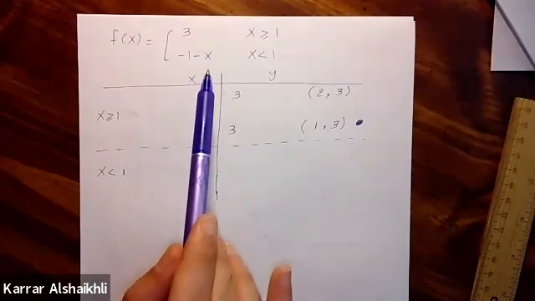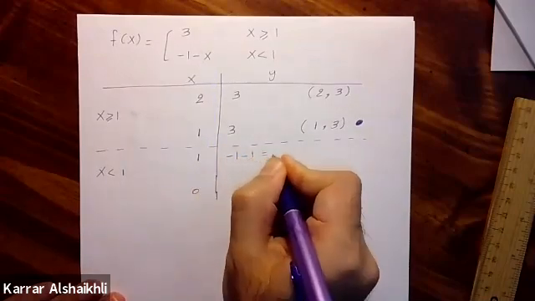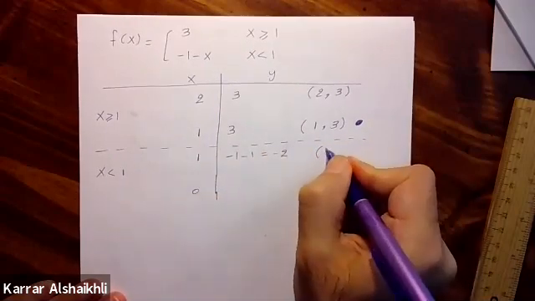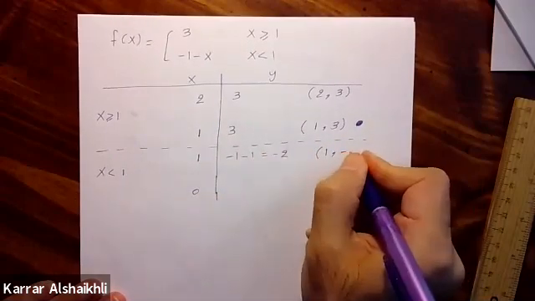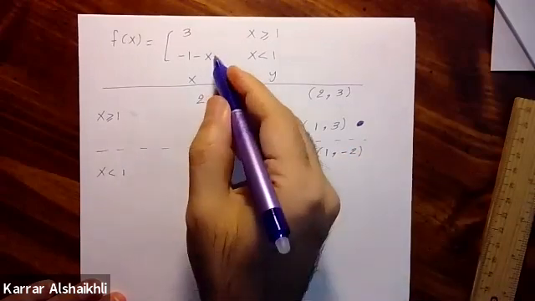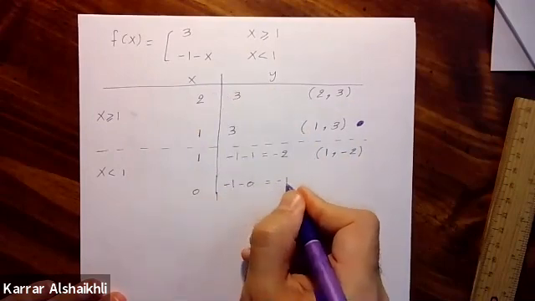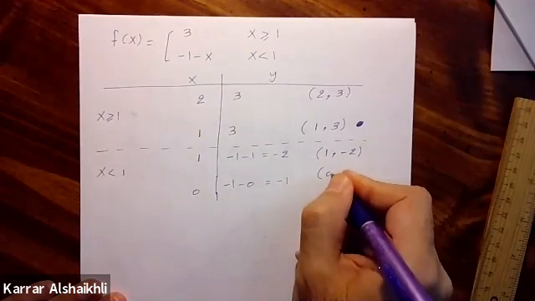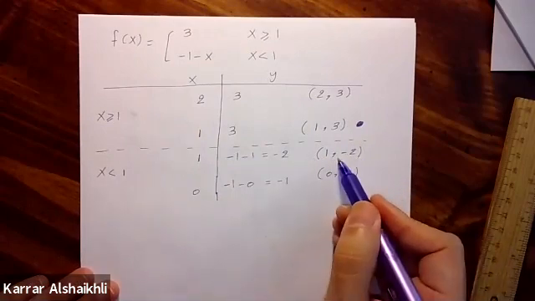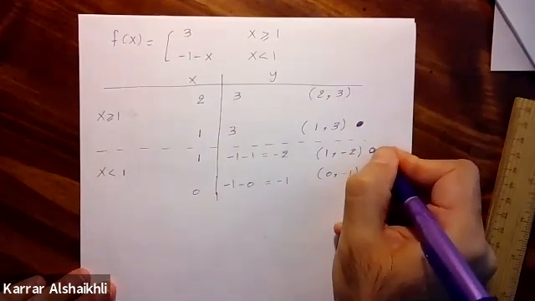We're going to plug in the 1 here. So it's going to be -1 minus 1, which is -2. That means for this piece, the x is 1, and the y is -2. Plug in the 0. -1 minus 0, so it's going to be -1. So it's going to be 0 and -1. This is the start point. So no equal sign, so it's going to be an open circle.